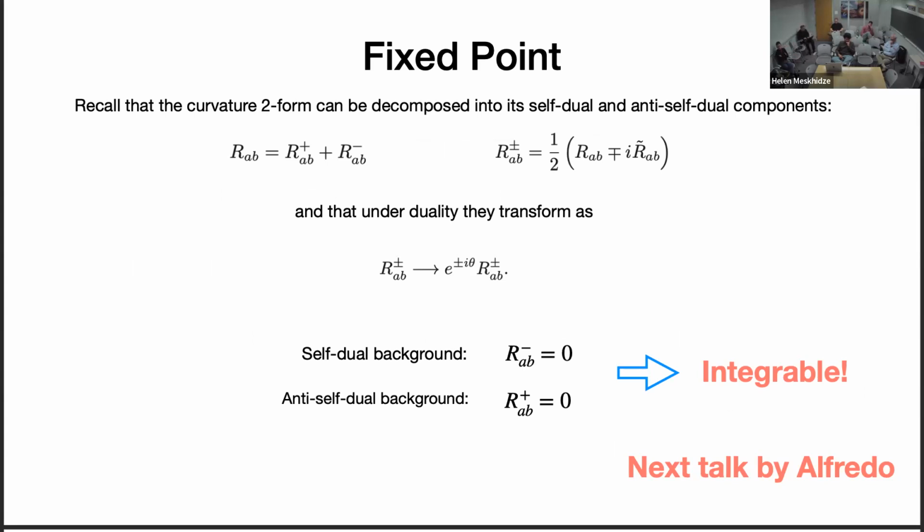In a situation where the background is self-dual, meaning that the anti-self-dual components of the geometry vanish, the duality operation will keep the space-time self-dual, so it will not map the self-dual and anti-self-dual separately. This is why it's called a fixed point. If we're at this point, we stay at this point under the duality operation, and it turns out that these models are integrable. Okay, that was known before, even though the duality operation itself was not known.